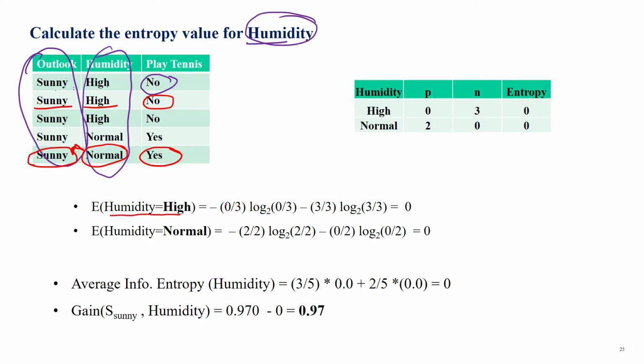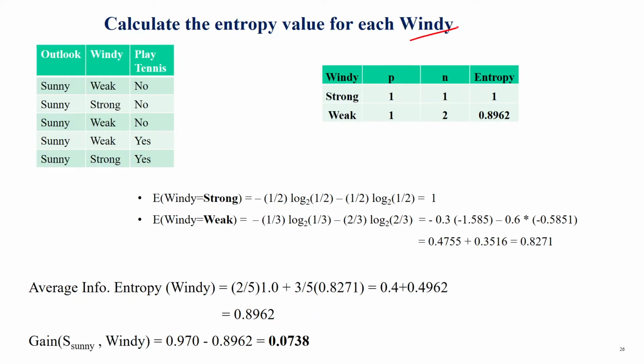So when humidity is high and outlook equal to sunny, what is the entropy? Zero. When outlook is sunny and humidity is normal, entropy is zero. Now the average information entropy for the humidity is zero, and finally information gain when outlook equal to sunny and humidity is 0.97.